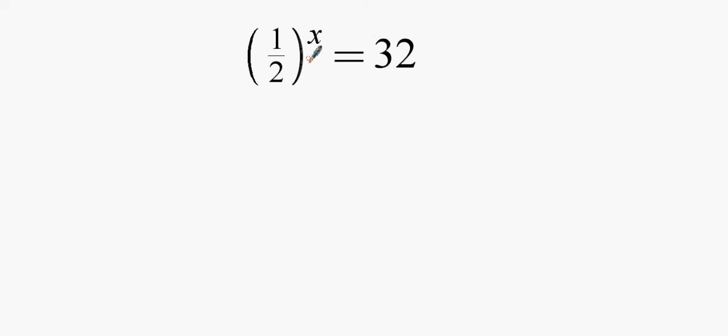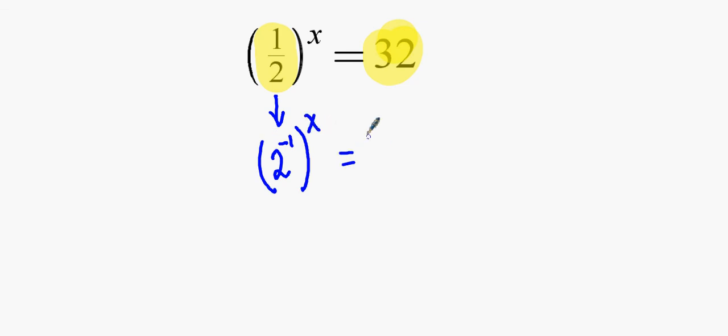Next problem. So we have 1/2 to the x and we have 32. So let's see if we can express these numbers with the same base. Well, if I think about 1/2, that's the same as 2 to the power of -1. And then that whole quantity to the power of x. If I look at 32, well, let's see, that's 2 times 2 is 4 times 2 is 8 times 2 is 16 times 2 is 32. So 1, 2, 3, 4, 5, power of 5.